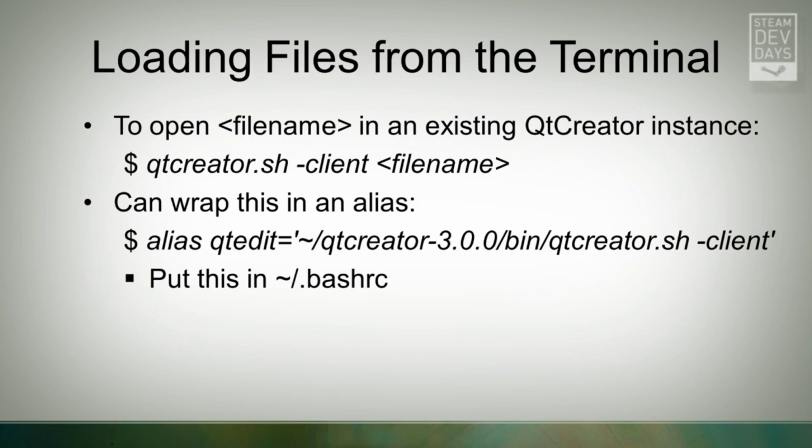One other thing you can do with Qt Creator is, let's say you're in the terminal window. And I think in Linux, you're more likely to spend time in the terminal window because it's really good. Let's say you want to load up a source file into a running instance of Qt Creator. Well, you can run qtcreator.sh -client and then the name of the source file, and it'll load it into that existing instance of Qt Creator. If you wrap that in an alias, then you don't have to type quite so much. And if you put this in .bashrc, that's one of the shell startup scripts, that means the alias will always be available.